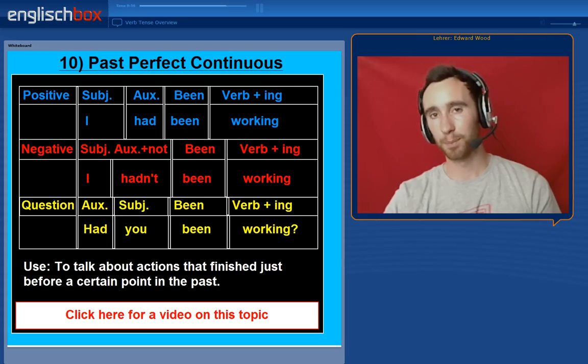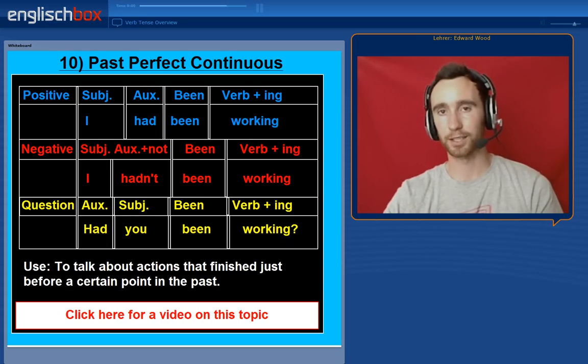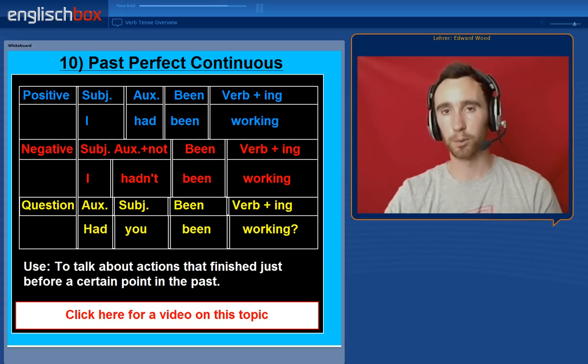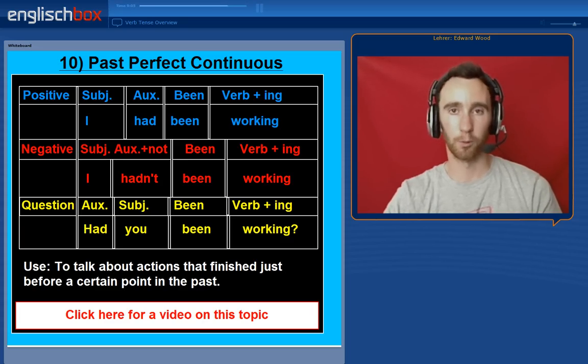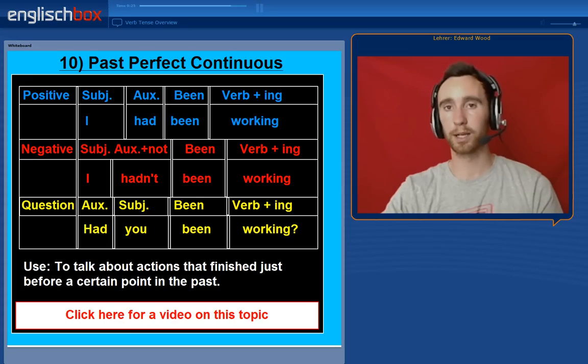The past perfect continuous is used to describe an action that's just finished before another action in the past. I had been working when my father arrived home. For example, means I just finished when he arrived home, or his arrival stopped me working. I wanted to talk to him. So I had been working, subject, auxiliary, the verb to be in past participle, and then the present participle. I had been working. In negative, I hadn't been working. And as a question, had you been working?